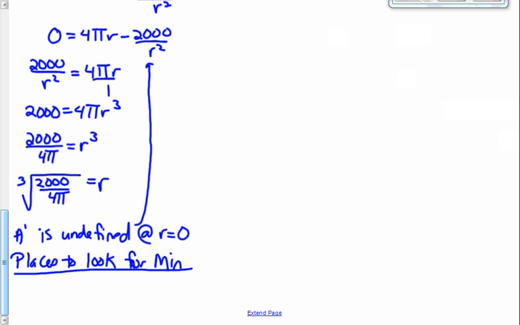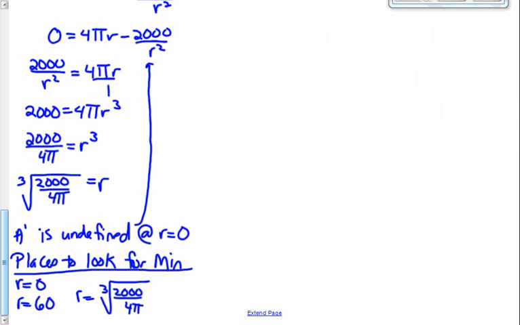And the places are r equals 0, which doesn't make any sense, r equals 60, which makes a really, really short, really fat cylinder, and then I'm looking also at my critical point, which is this. So step 6, we are now going to use the second derivative test.